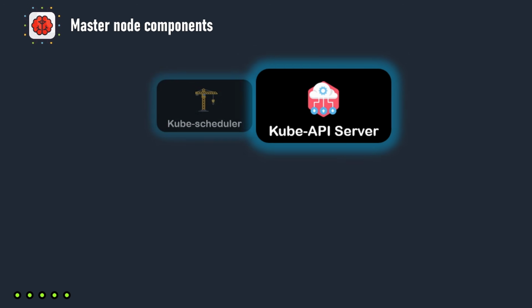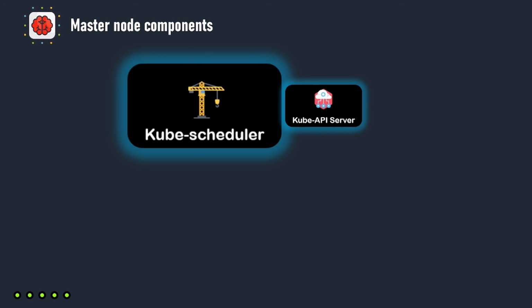Next, we have the kube scheduler. The kube scheduler is another component of the master node, and it watches for the newly created pods with no assigned node and selects a node for them to run on. So the decision on which node a pod can run is always made by the kube scheduler by examining the resource requirements and the constraints of the pod and selecting a node that matches these requirements and that satisfies these constraints.